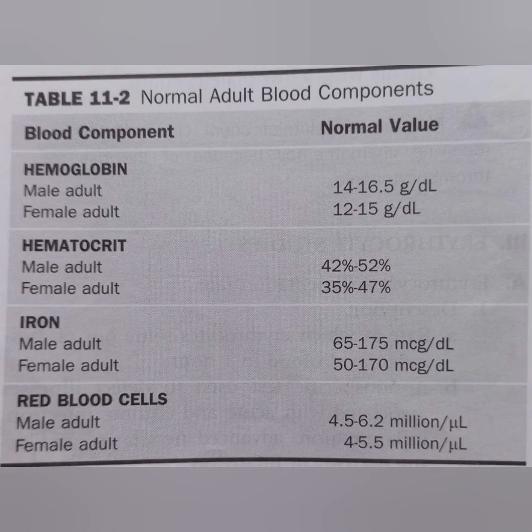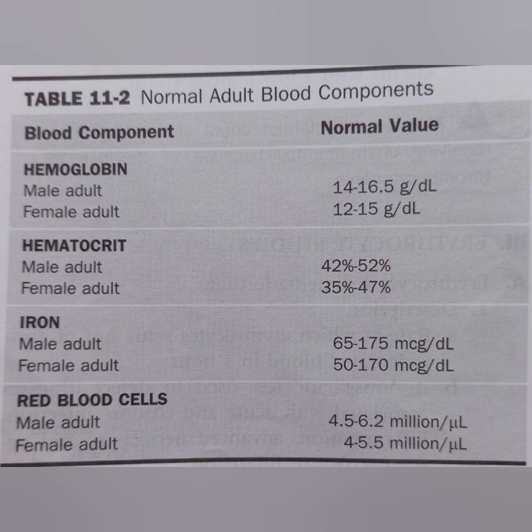Next we can see normal adult blood component values. In hemoglobin, the normal value is 14 to 16.5 grams per deciliter in male adults, and in female adults it is 12 to 15 grams per deciliter. And the hematocrit normal value in male adults is 42 to 52 percent, and in female adults 35 to 47 percent.